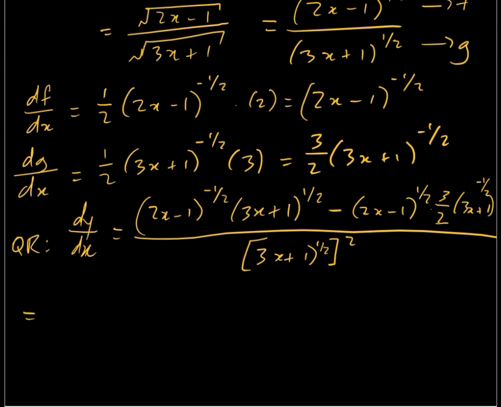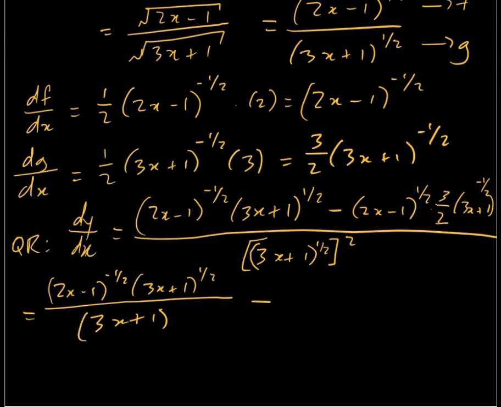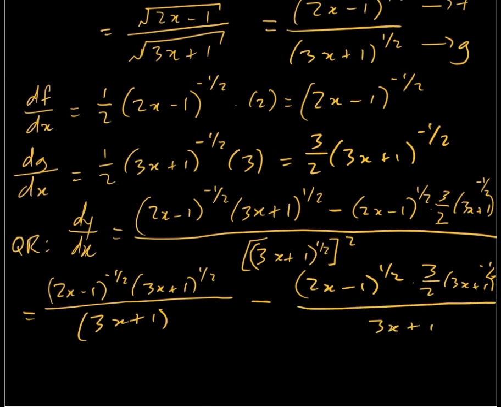And if we further simplify, well, this one's not very pretty, as you can see. But we have to simplify it. Let me break the terms apart. So we have (2x minus 1) to the power minus a half times (3x plus 1) to the power half, over, so the half all squared becomes to the power 1, (3x plus 1), minus (2x minus 1) to the power half times 3 over 2 times (3x plus 1) to the minus half. So this is quite messy. We have to be careful.